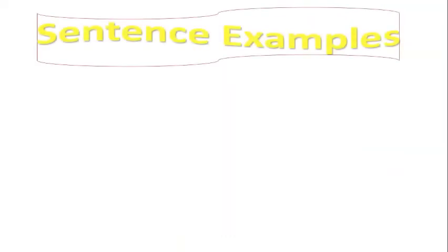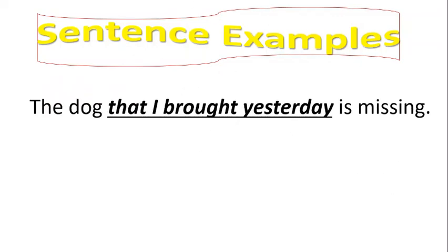Let's focus attention on sentence examples using relative pronouns. Let's look at this first example. The dog that I brought yesterday is missing. The dog is missing. You may ask, which dog? The one that I brought yesterday. So you can see that it is underlined, telling us that it is giving information. What is it describing? It is modifying the word dog.